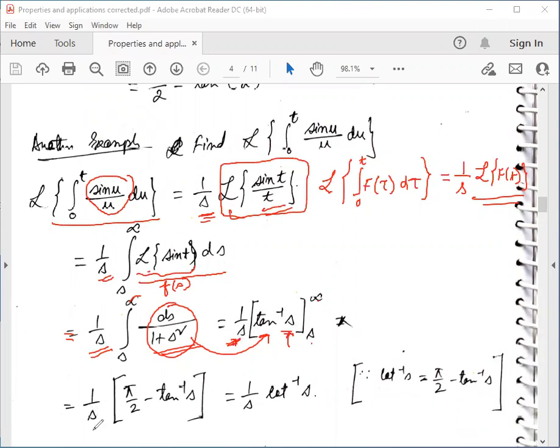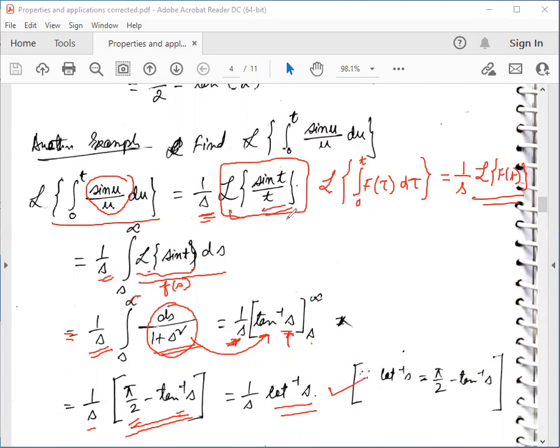So this is equal to 1 by s, and tan inverse infinity, as we have seen in the principal branch, is pi by 2, and minus tan inverse s. We get this. Pi by 2 minus tan inverse s can be written as cot inverse s. So the final answer is 1 by s cot inverse s.